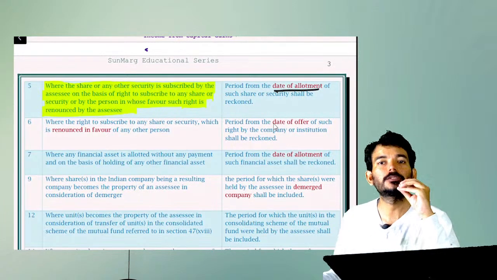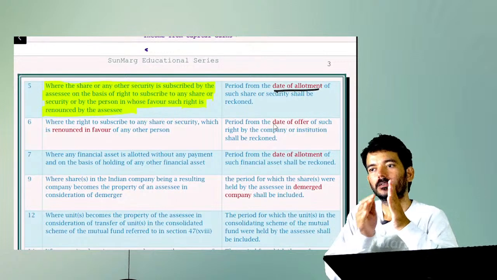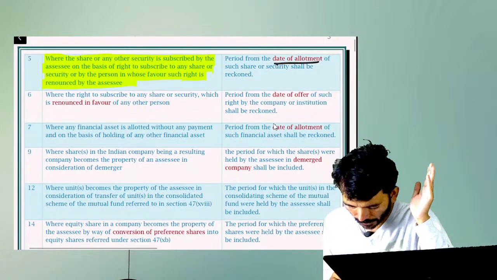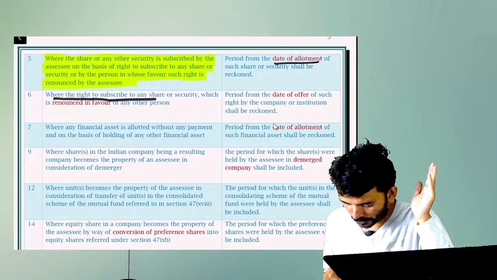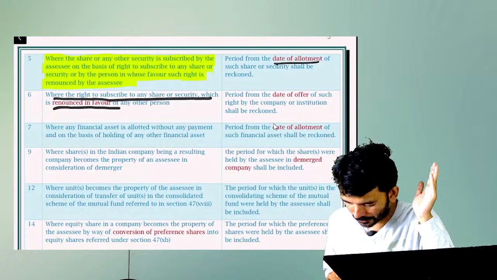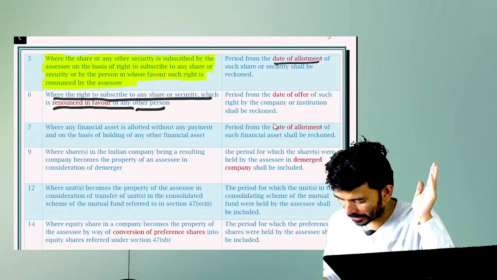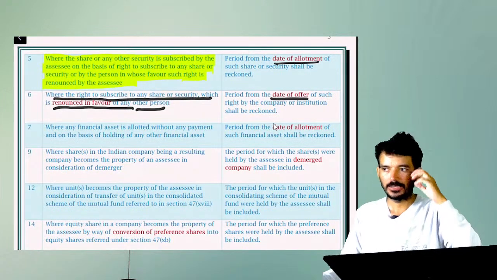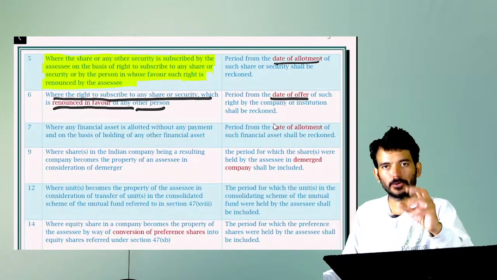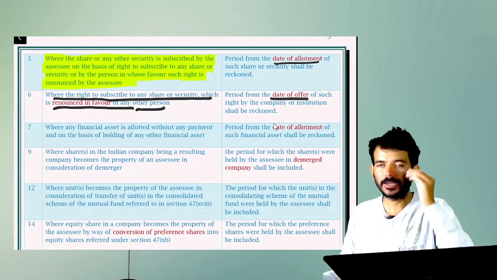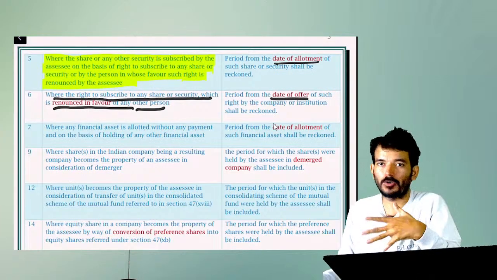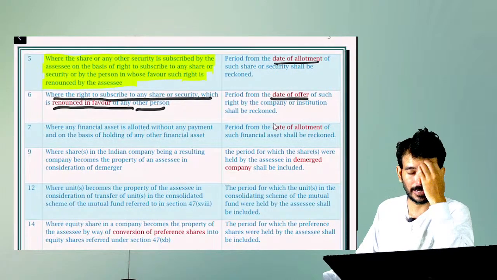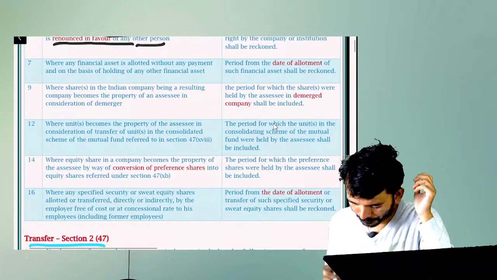In many places you see it's the date of allotment till the date you are selling it off. That should be the period of holding. Where the right to subscribe to any shares or security is renounced in favor of another person, it is the date of offer. Like you are renouncing it to someone else, which means I'm giving you a right. Boss, if you want, you purchase 100 shares in my company, but you say no, I don't want to purchase, but I want to give it to someone else, like your friend. So when you are giving it to someone, that should be the date for the period of holding.